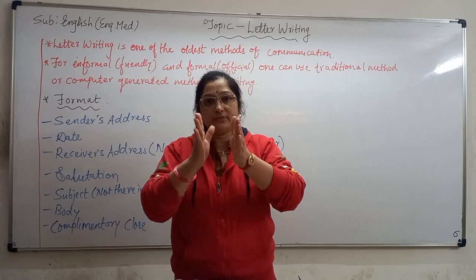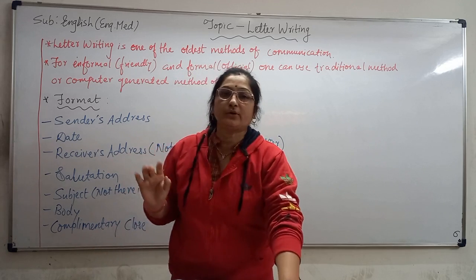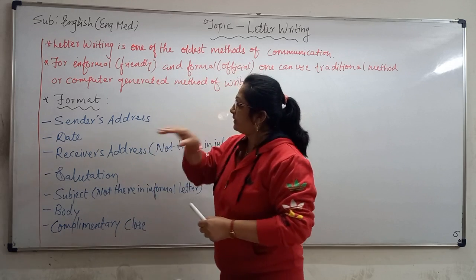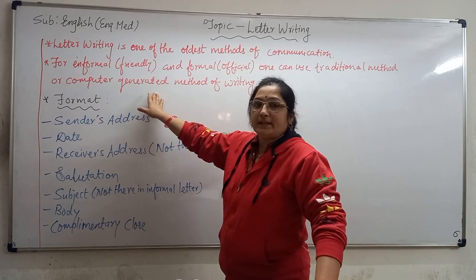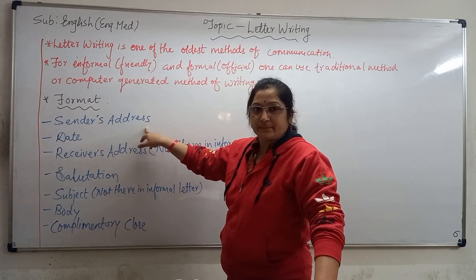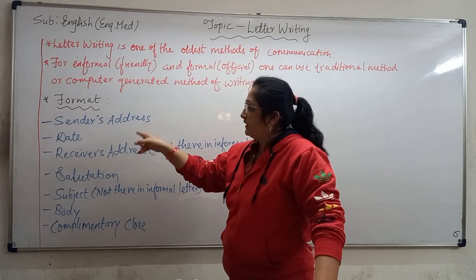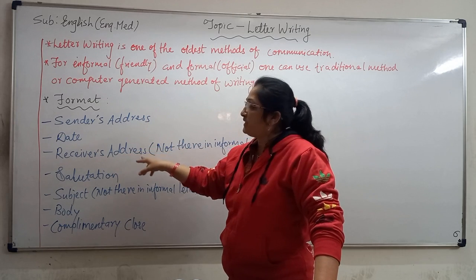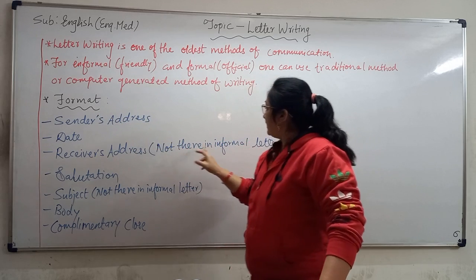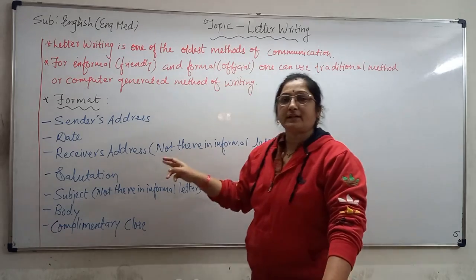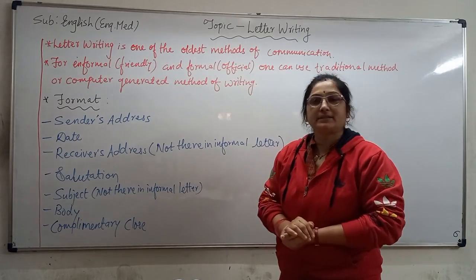So how can we bifurcate the letter? I want to tell you that according to this you have to write. We will first see the format. The format of the letter is: sender's address, okay? Suppose I am writing the letter, then here my address comes. Date. Then receiver's address, to whom we are going to write the letter. Not there in informal letter. If you are writing an informal letter, then there is no need to write the receiver's address.